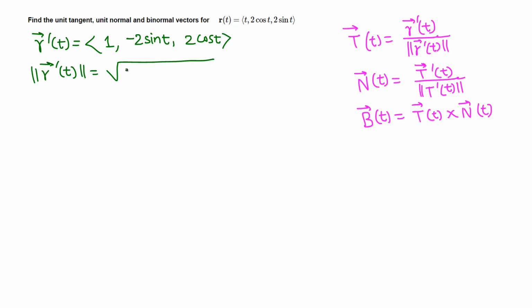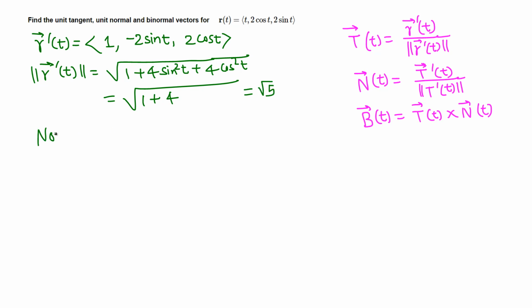Square root of 1 squared, 1, plus negative 2 sine t squared. Negative 2 squared means 4 sine squared t, plus 2 cosine t squared, 4 cosine squared t. We can simplify here: 1 plus, we can factor 4 out, then that leaves sine squared plus cosine squared, which is 1, just 4. So 1 plus 4, 5. So this is just root 5.